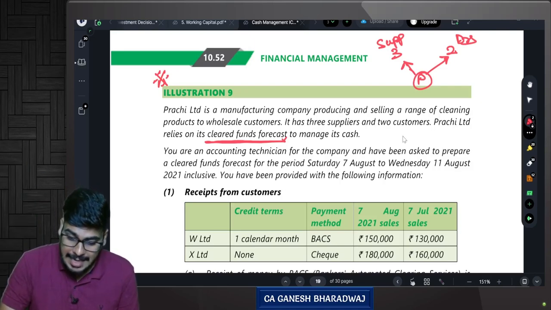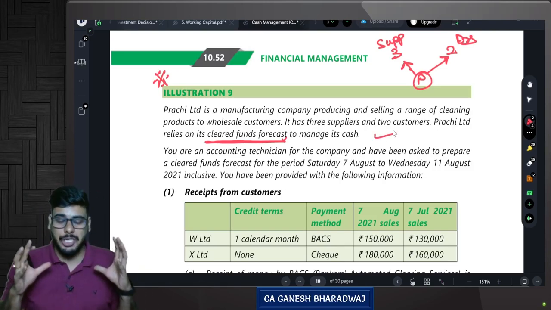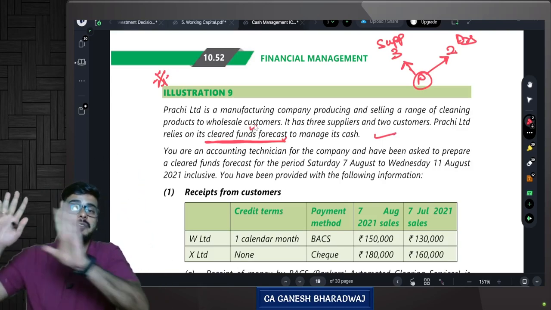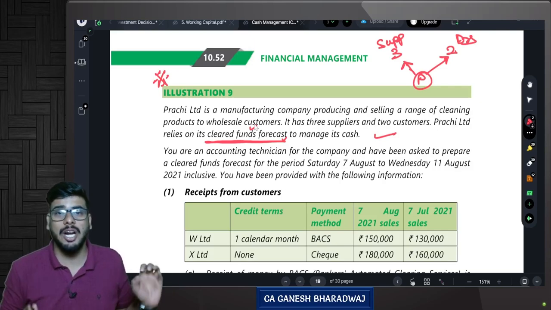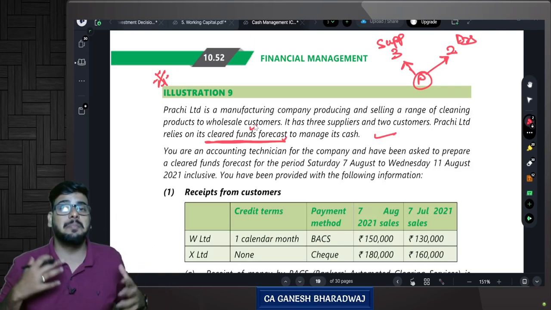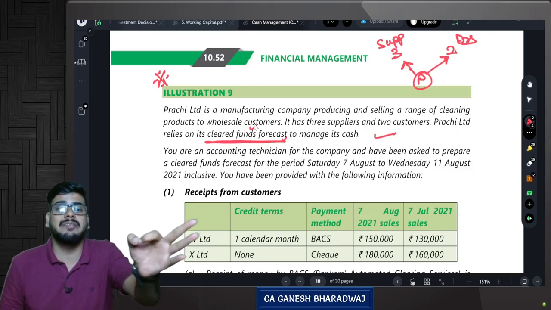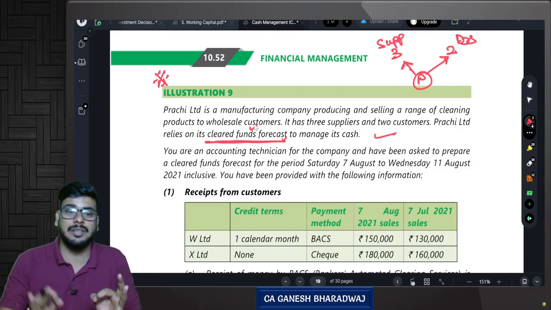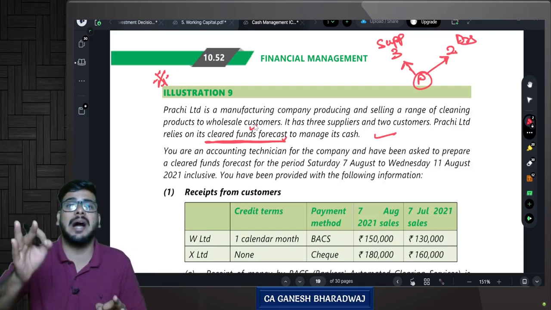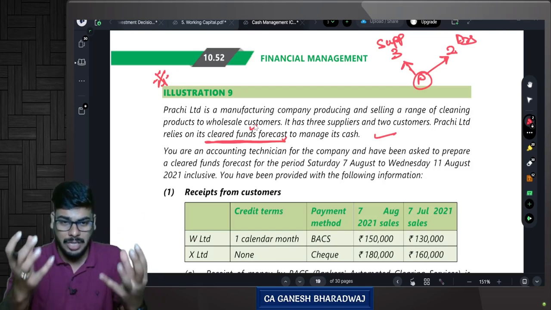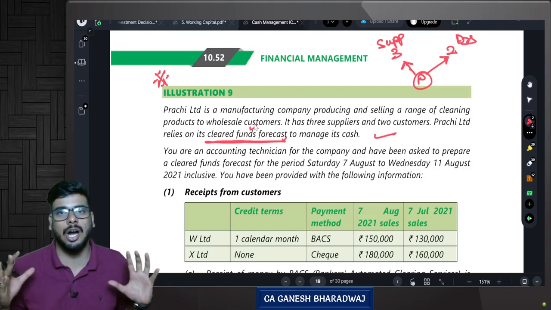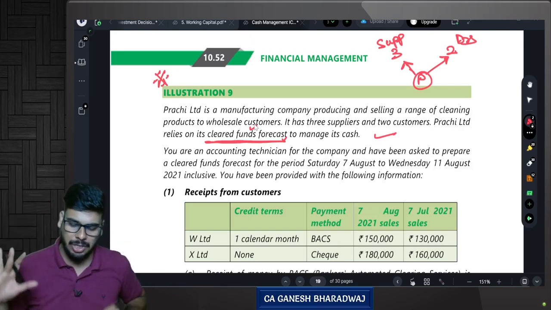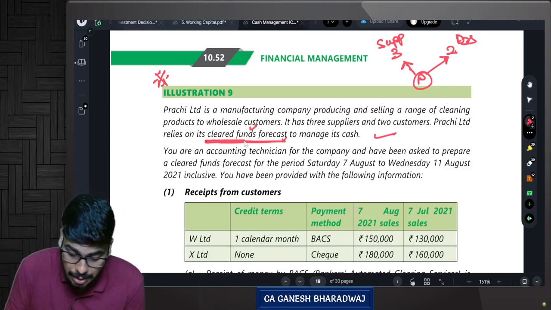Now, they are saying they will prepare all this cash budget and cash forecast only when the check gets cleared and when my bank account is reflecting the amount. They will not plan their budgets based on whenever they receive the check or whenever the transaction happens. They will consider the transaction to have happened only when the bank account gets debited or credited, or in other words, only when the amount reflects in my bank statement. Only based on that do they prepare their cash budgets. This is what they are saying. That is the meaning of cleared funds forecast.